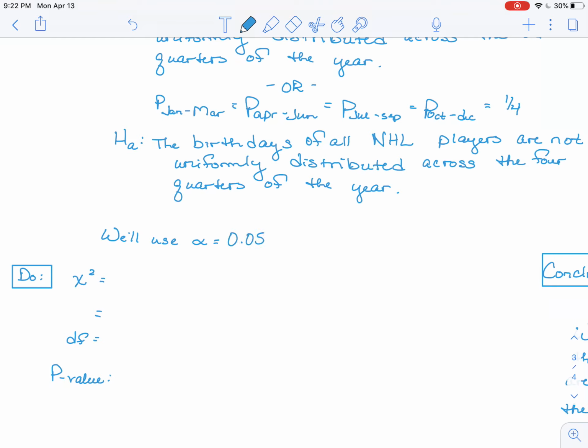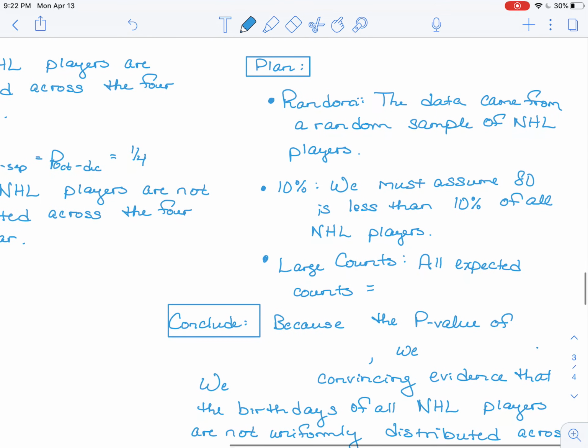There is no significance level stated, so as long as you do it before you run your test, you can really pick any level of significance. I'm just going to stick with 0.05 because it is the most common. So our plan, we are going to state what test we're using. This is the chi-square test for goodness of fit.